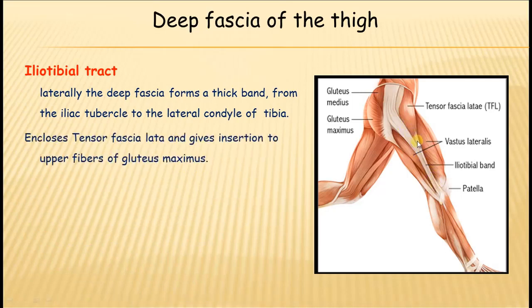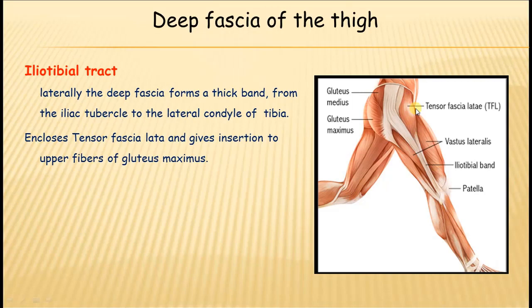The iliotibial tract actually splits to enclose two muscles you are able to see here. One is, it completely splits to enclose the tensor fascia lata muscle anteriorly. And posteriorly, it receives the 3/4 fibers of the gluteus maximus muscle. Okay, so posteriorly it receives the gluteus maximus muscle. Anteriorly it receives the tensor fascia lata muscle. So if you look, the superficial layer of the iliotibial tract goes to the iliac crest. Okay, so the deep part actually merges with the capsule of the hip joint.